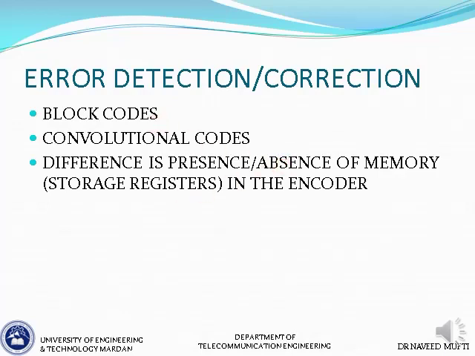So in convolutional encoding you have storage or registers or memory inside the encoder, whereas in block coding there is no such storage of previous data or previous bits inside the encoder. So that's a fundamental difference between these two approaches for error detection or correction. Block codes or convolutional codes, the two main categories.